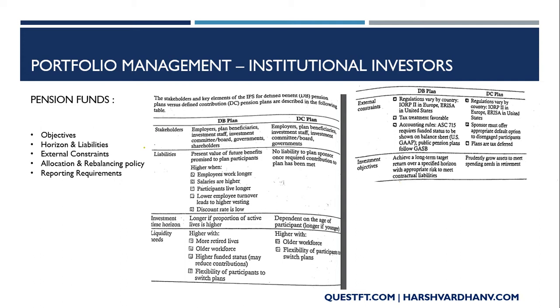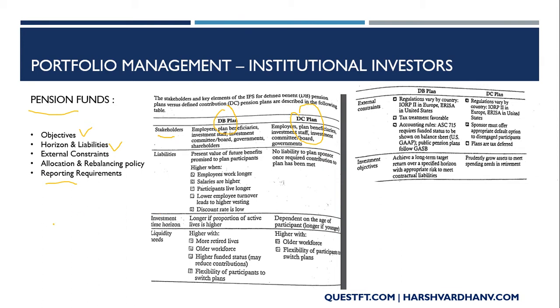So the first institute that we are going to read about, what are the features, what are the benefits, and what are the overall objectives, is the pension funds. Under the pension funds, the objectives, horizon, liabilities, external constraints, and all these things are discussed here. So who are the stakeholders? Obviously, there are two pension funds. One is the DB plan, one is the DC plan.